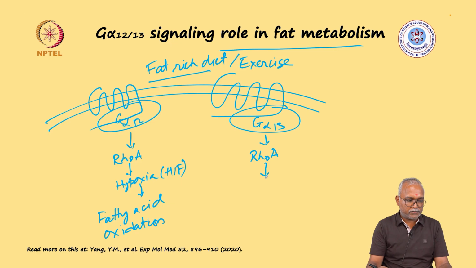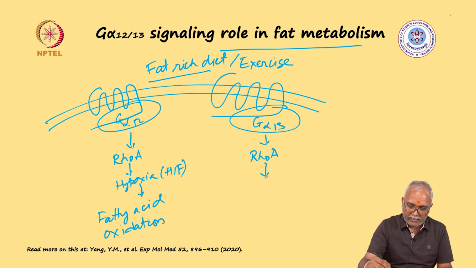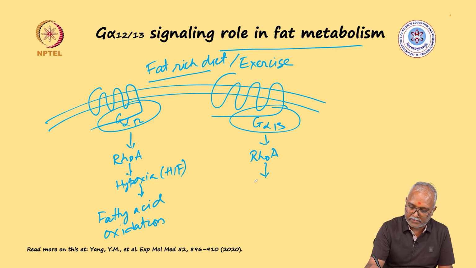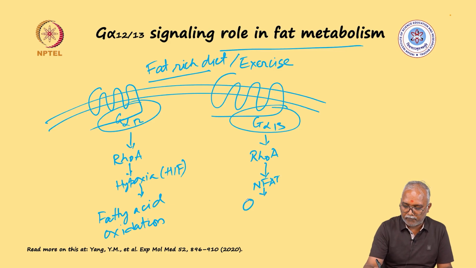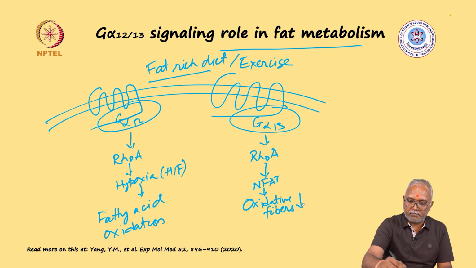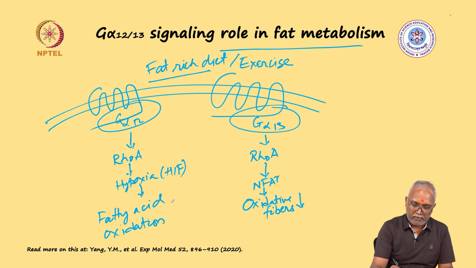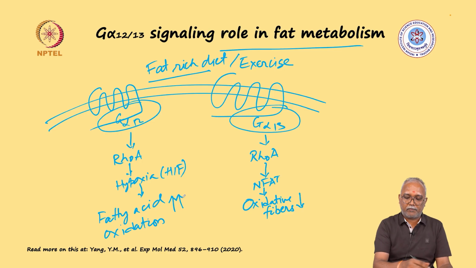And here in this case, you will see certain molecules which are getting activated, one of them called NFAT, which ensures that oxidative fiber level is reduced, which mediates more of a storage of the fat rich diet or fat in the system. Here fatty acid oxidation goes up, thus it will provide more energy.